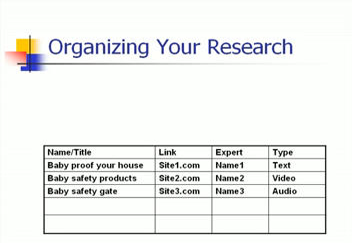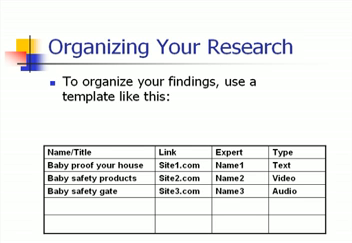Now for the important question: how can you organize your research findings? Glad you asked. Here's an example of a way to organize your content for the Baby Safety Kit. Start by putting the name of your idea and the outline section at the top. In the section below, name and title, the name and/or title of the content you've found. The link is the URL to the content. The expert, or the owner who wrote that content. Type is the content: text, audio, video, and so forth.